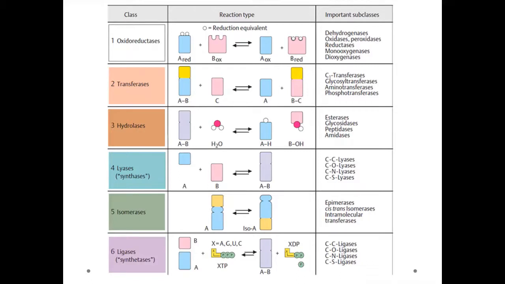Now we talk about the classification of enzymes. According to the International Union of Biochemists, enzymes are divided into 6 functional classes and are classified based on the type of reaction which they catalyze. In this table, you see 6 classes of enzymes. First class is oxidoreductases. Oxidoreductases are enzymes which catalyze oxidation and reduction reactions, where electrons and protons travel from one molecule to the other, and include dehydrogenase, oxidase, peroxidase, monooxygenase.